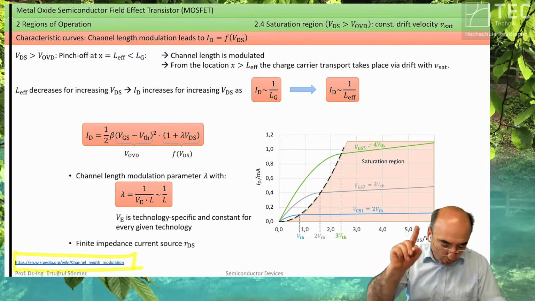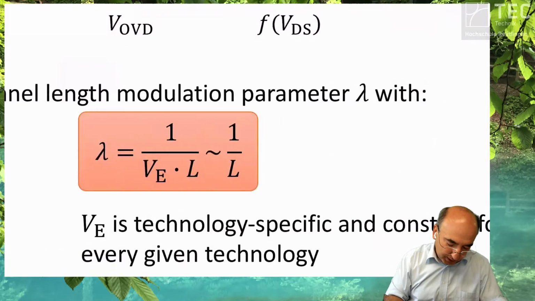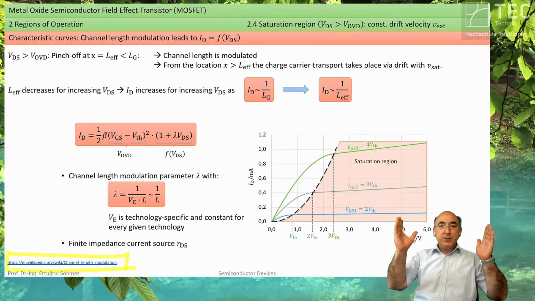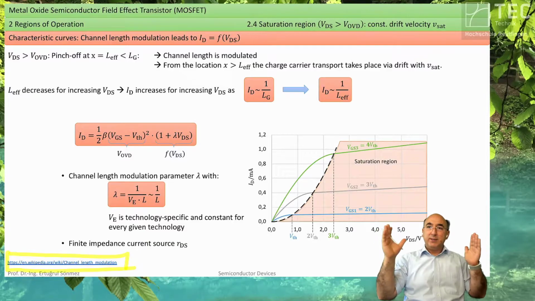Now, why do we have a proportionality to 1 over L? Because assume your transistor is that long.